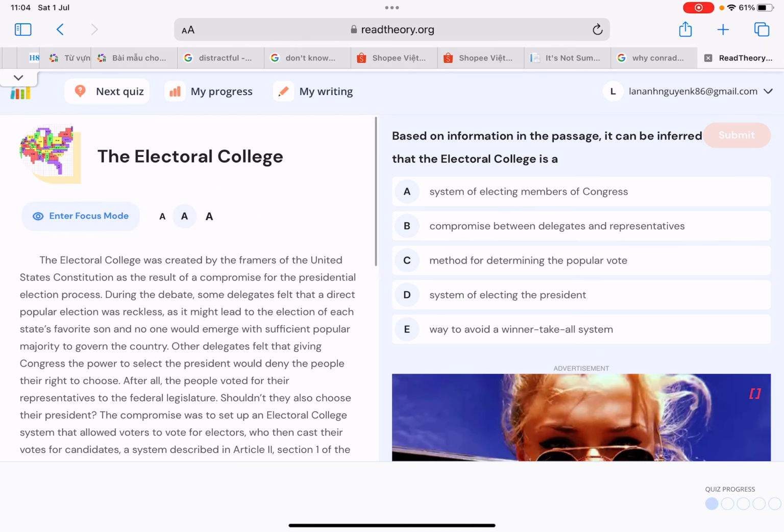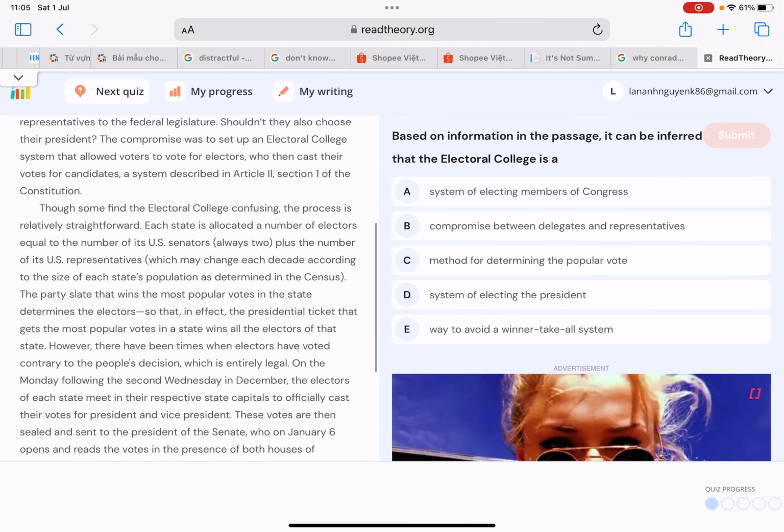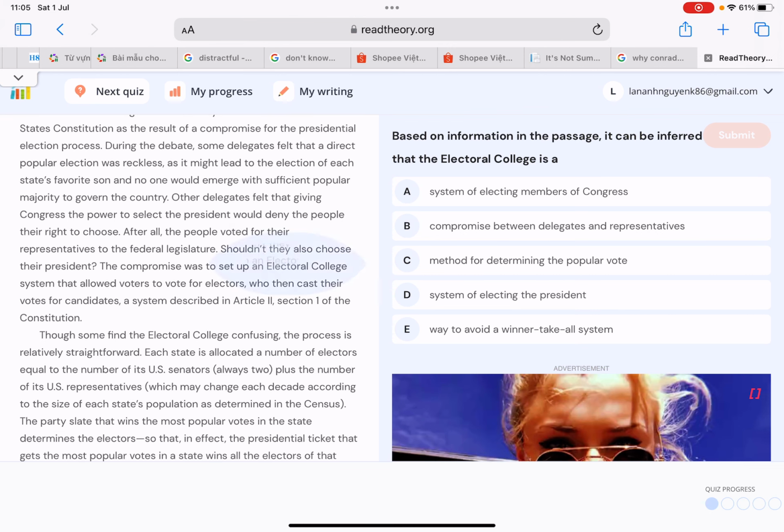So after reading the first passage, I would try to see whether or not the question is relevant to the passage I've just read. If it's not, then I would continue reading. Based on the information in the passage, it can be inferred that the Electoral College is a... So this information is mentioned in the first paragraph, where the author clarifies what the Electoral College system is for. It is for voters to vote for the electors, who then cast their votes for candidates, a system described in Article 2, Section 1 of the Constitution.